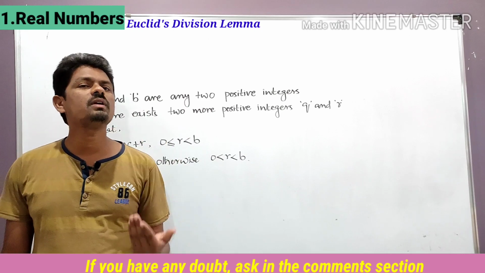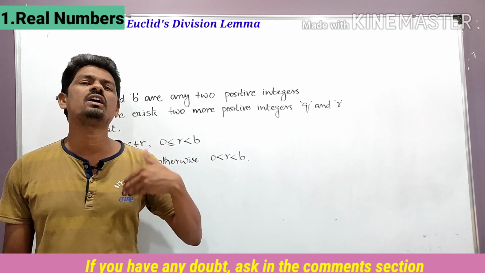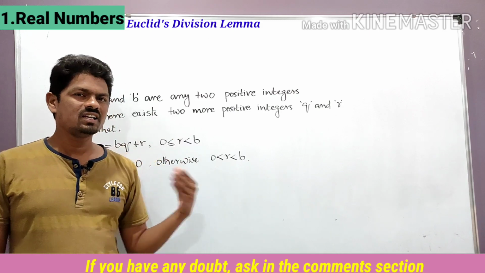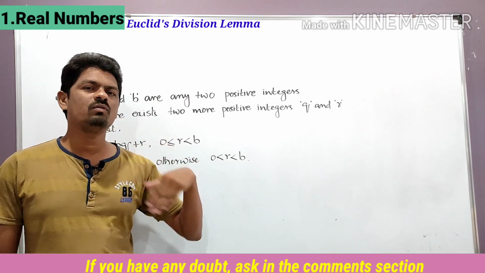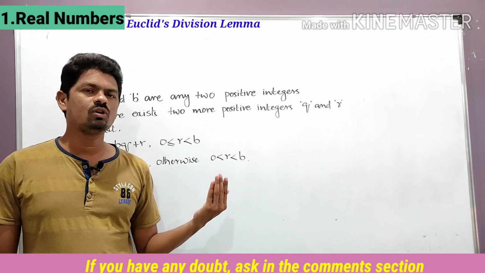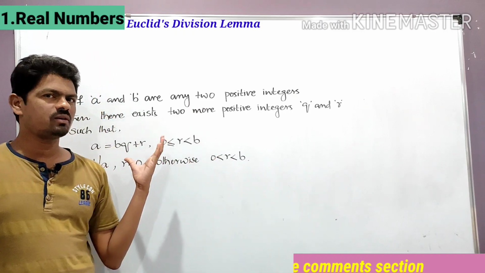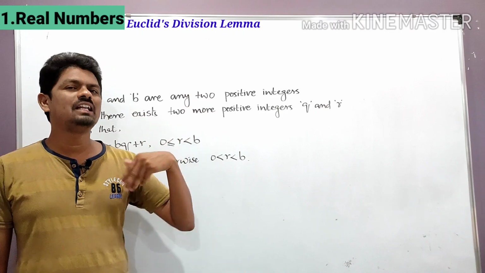So, if a and b are any two positive integers, then there exist two more positive integers q and r such that a = b × q + r. Here the condition is 0 ≤ r < b. If b divides a, then r = 0, otherwise r lies between 0 and b. This is the statement of Euclid's division lemma, based on the division rule.